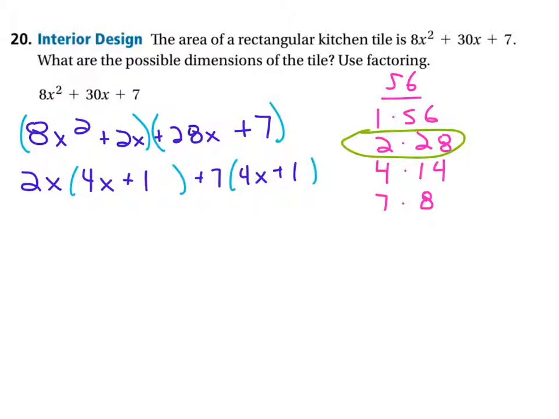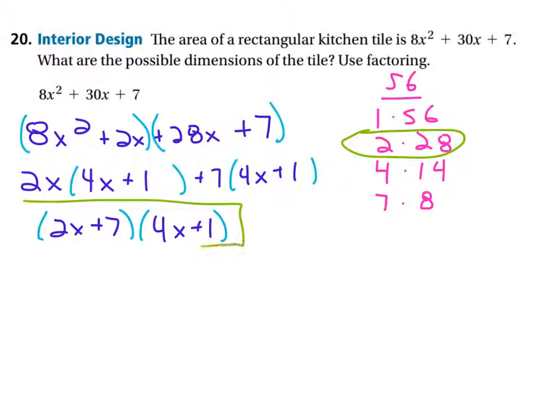So then the first term becomes what we factored out of the first pair, 2x, and what we factored out of the second pair, the 7. And then the second polynomial is whatever was left each time inside the parentheses, which was 4x plus 1. That is our answer. So the possible dimensions of the tile are 2x plus 7 times 4x plus 1. And then if you had an actual area that you knew, or you knew what x was, you could figure out the area. You now have the information to find the dimensions of the rectangle.